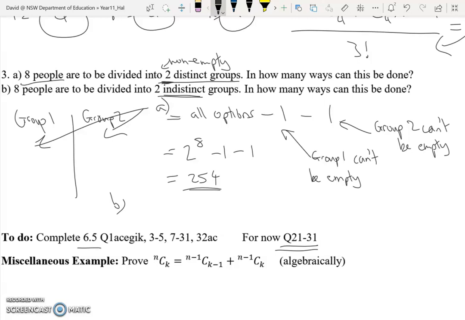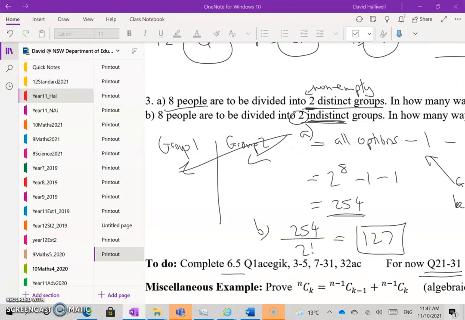For part B, it's the exact same question, but it has the word indistinct there. So remember, 2 indistinct groups, so we need to divide by 2 factorial. It would be the previous answer, 254, divided by 2 factorial, which is 127. Okay, all the best with the exercise. This was hard. All the best with doing some of those hard ones at the end.